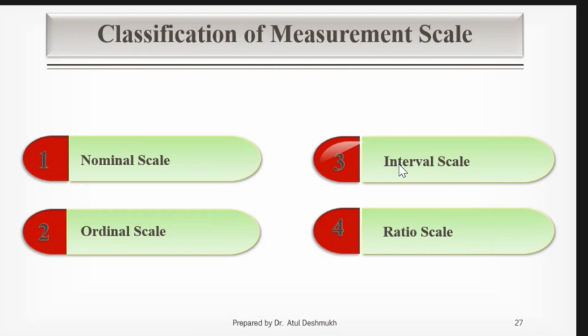But there is no absolute zero. Absolute zero is missing. It's an imaginary zero. It's an arbitrary zero, like temperature. 0 degree temperature means there is some temperature. You cannot say 0 degree means there is no temperature. It is not possible, right?